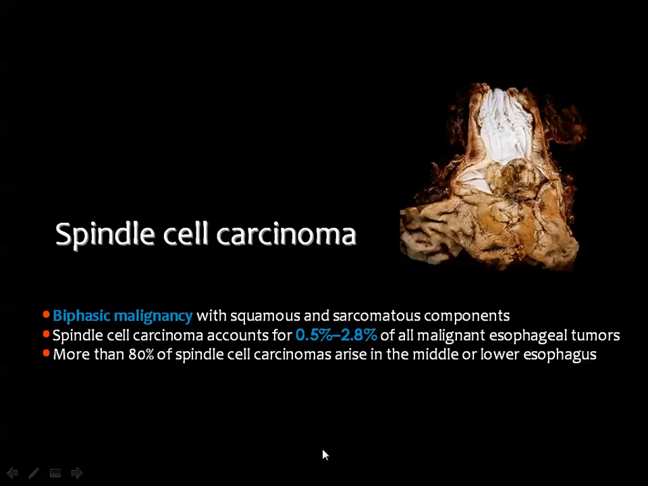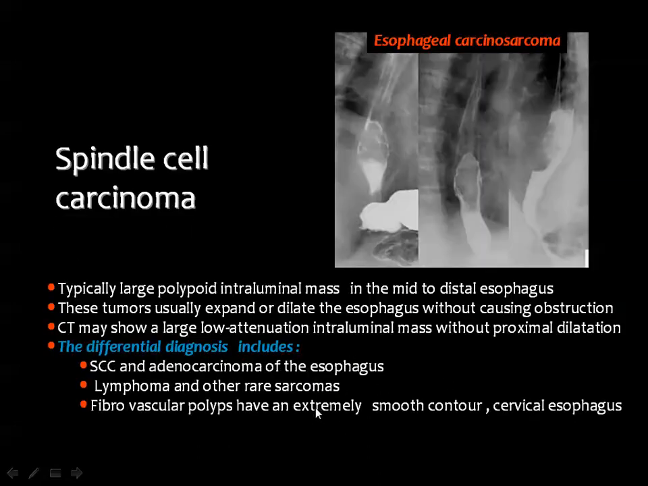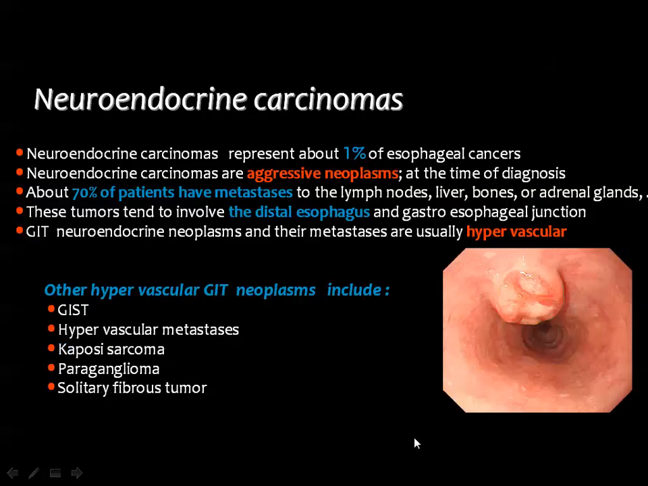This spindle cell sarcoma or spindle cell carcinoma is a biphasic malignancy with a squamous content and sarcomatous component. This lesion is considered rare and usually affects the distal part of the esophagus. It may appear as a bulky mass in the middle or in the distal third of the esophagus, and may be mistaken for a squamous cell carcinoma, sometimes for lymphoma, but it is not mistaken for fibrovascular polyp, for example, because the polyp starts in the cervical esophagus and it should have a very smooth contour.